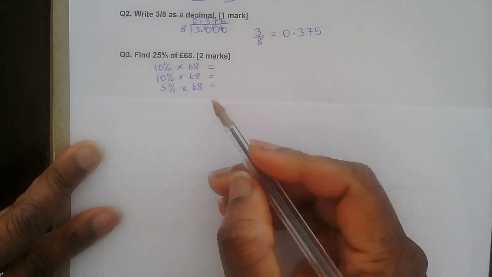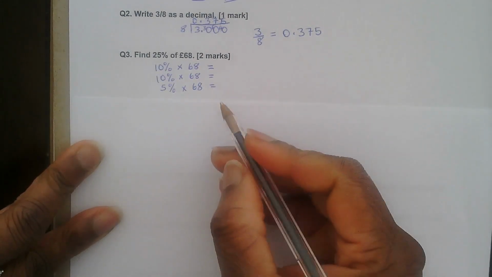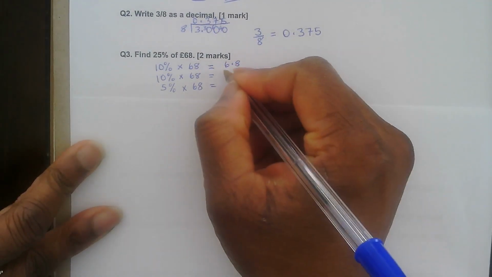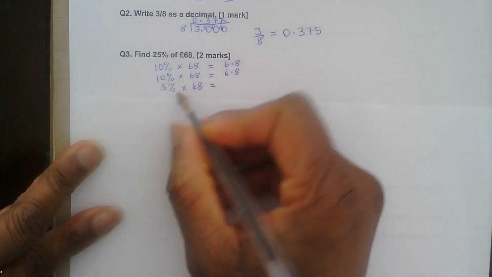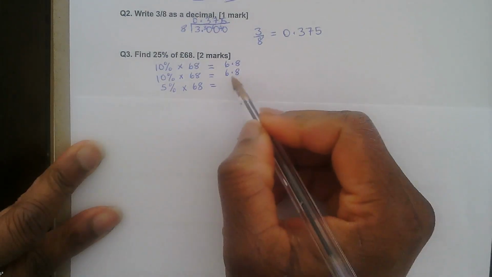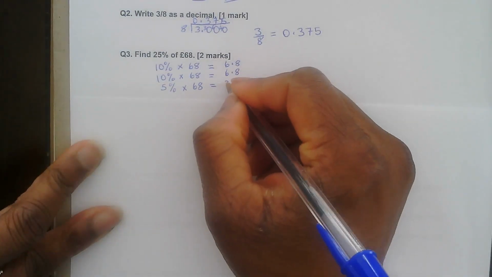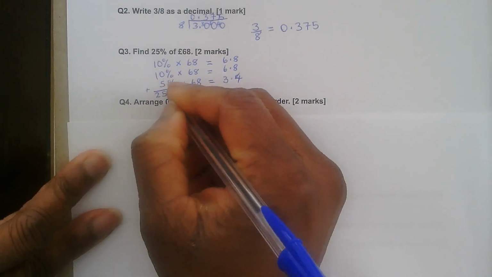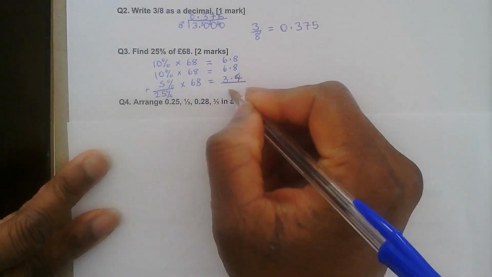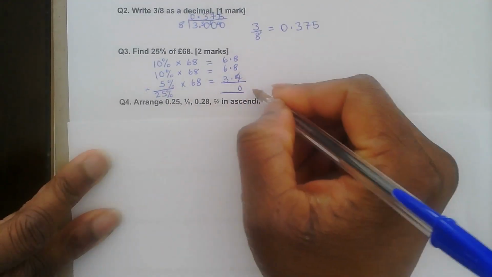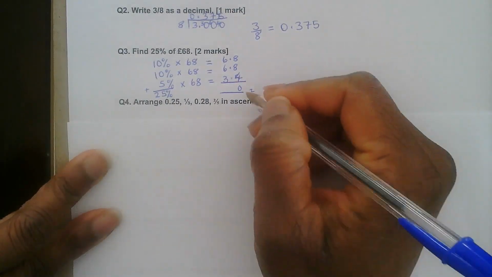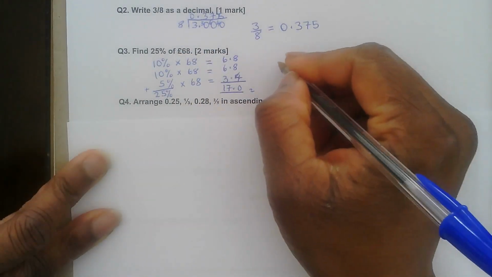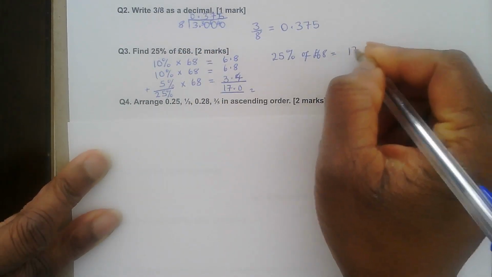10% of a number means you take the number and divide it by 10. 68 divided by 10 is 6.8. Another 6.8. Now 5% is half of 10%. So half of 6.8 is 3.4. Altogether, when you add, this is 25%. So a quarter, 25% of 68 equals 17 pounds.